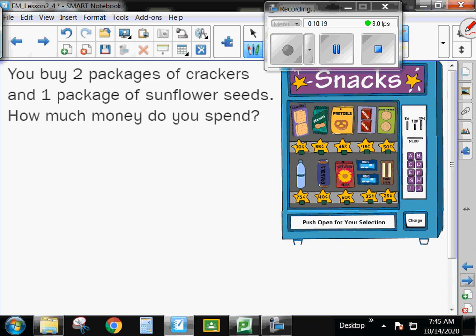So let's look at this problem. What if we buy two packages of crackers and one package of sunflower seeds? So I'll find our sunflower seeds here. Those are 60 cents if you can't see them. Sunflower seeds are 60. I'm going to put 60 cents just right over top of that word.